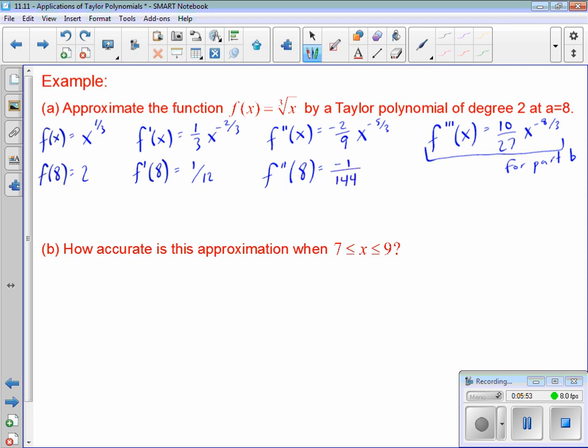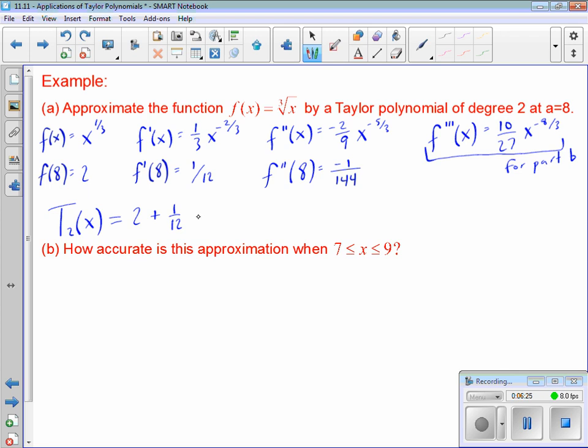Check it again there. Okay, so we're trying to find the Taylor polynomial of degree 2, so I'm just going to go ahead and write this as t sub 2 of x. The notation there isn't a huge deal. So what would be the first thing I'd write down? 2. And that would be x to the 0 over 0 factorial, so you don't need to write that part in.